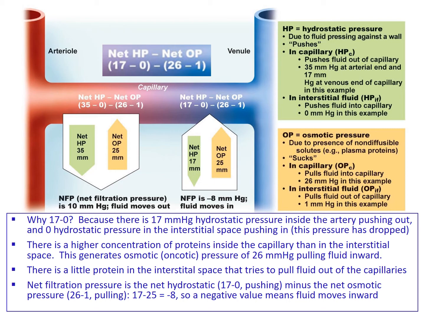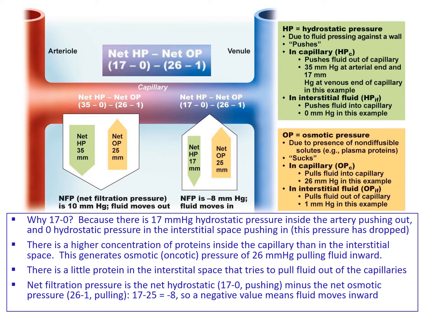Now, osmotic pressure is going to be the same as it was on the arterial end of the capillary bed, because the number of proteins in the capillary has not changed, and the number of proteins in the interstitial fluid has not changed. So you have the same values: 26 millibars osmotic pressure pulling in, 1 millibar osmotic pressure pulling out. This means our net osmotic pressure is once again 25 millibars.